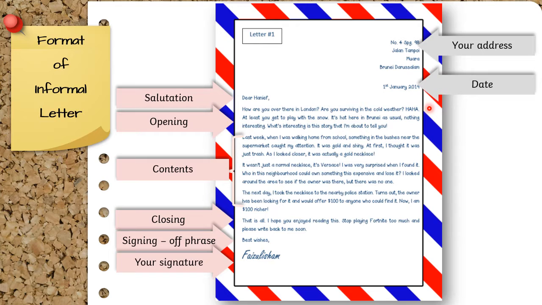So in the opening of informal letter, usually you would ask how the reader is, how the audience is. And then you move on to the contents of your letter. Okay, last week when I was walking home from school, something in the bushes, da da da. Okay, so this is the content of the letter, and as you can see, it's quite informal. You can see that the writer here is using a lot of exclamation mark. So that is the content for informal letter.